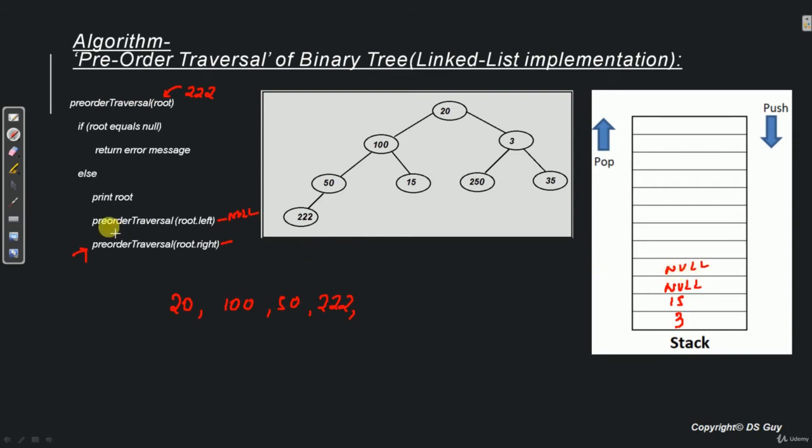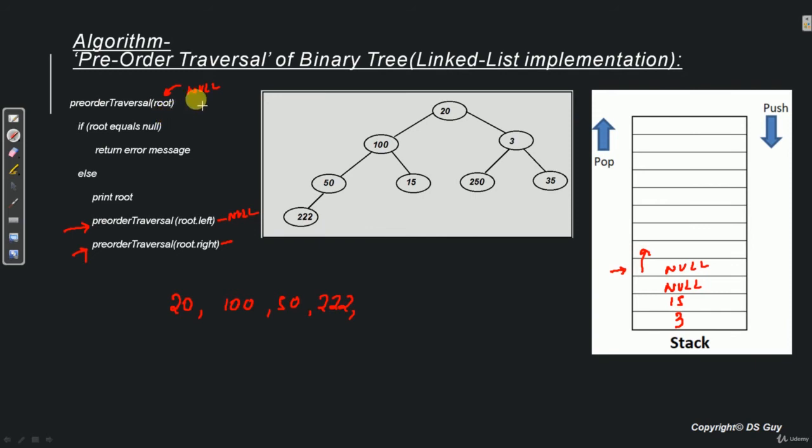Now it will call pre-order traversal null. So the root's value right now is null. If root equals null, yes, then return an error message. So it does not go into this recursion anymore. So it is done. Now since execution of this line is done, the system will come back to the stack to find out what is the next execution statement. It says null. So it pops out this null from here.